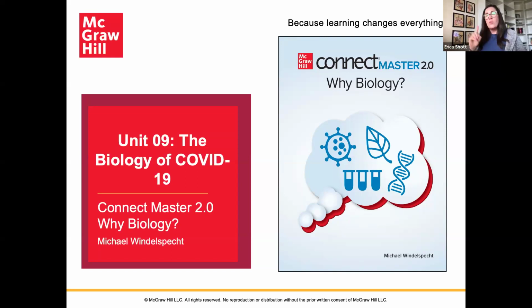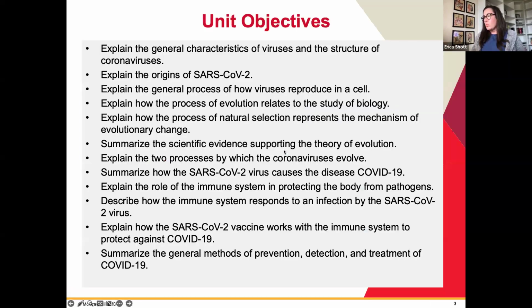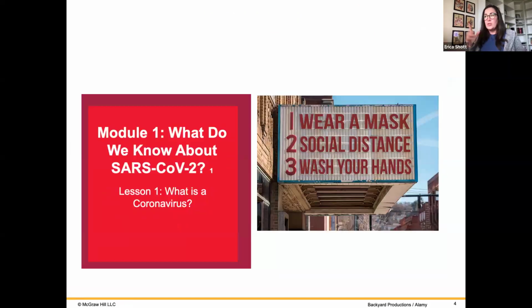So in this lecture, we're going to go over a couple of topics. We're going to be looking at Lesson 1. Lesson 1 is what is a coronavirus? And so these are our unit objectives. We've got quite a few here, but really today, in lesson 1, what is a coronavirus? We're going to be looking at what is a virus, what is a coronavirus, and what is the history of coronaviruses in humans? And then last, what is the structure of a coronavirus?